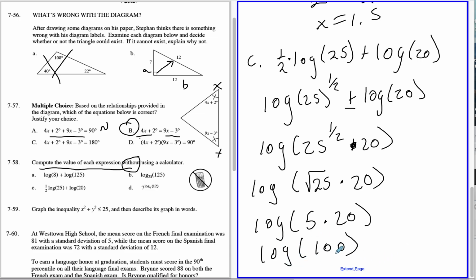If I change this to an exponent, I have 10 to the x equals 100. I'm just making up a letter on that side. So I have to think of 10 to what number? So 10 squared. So my answer is 2.